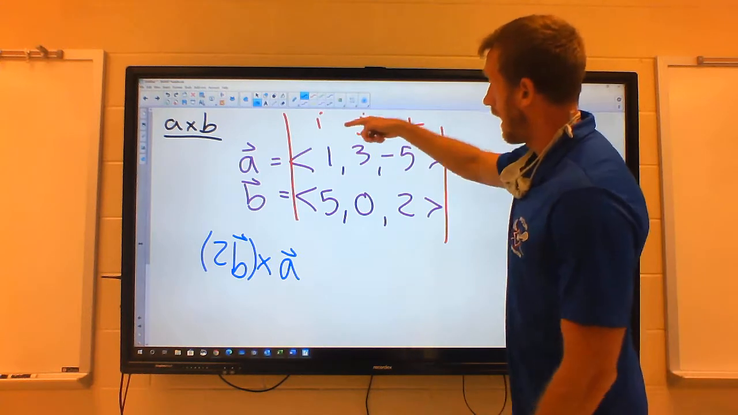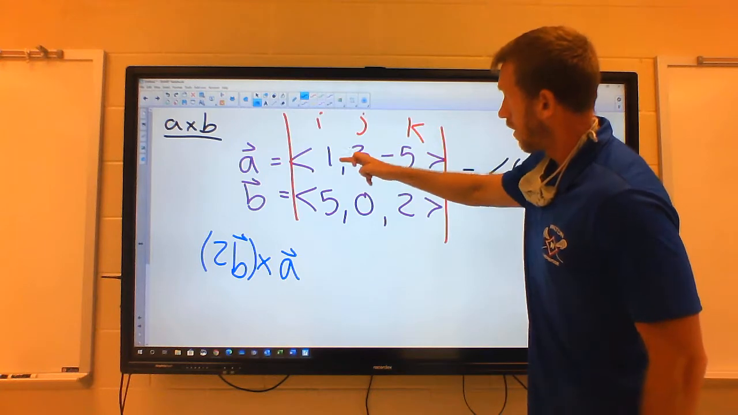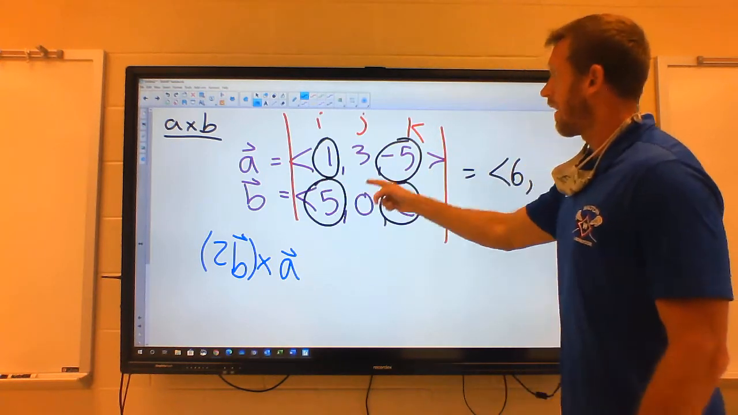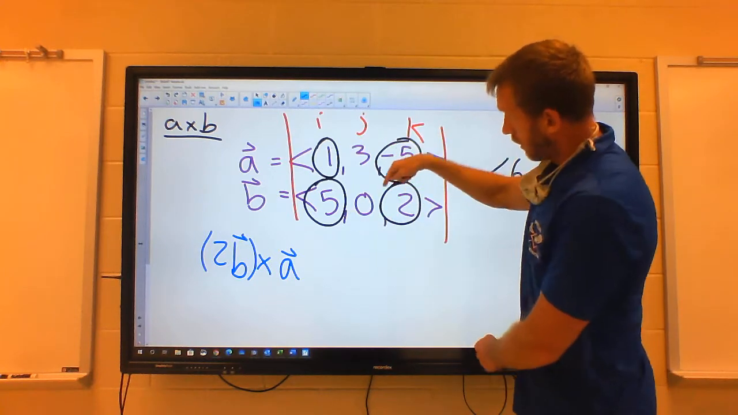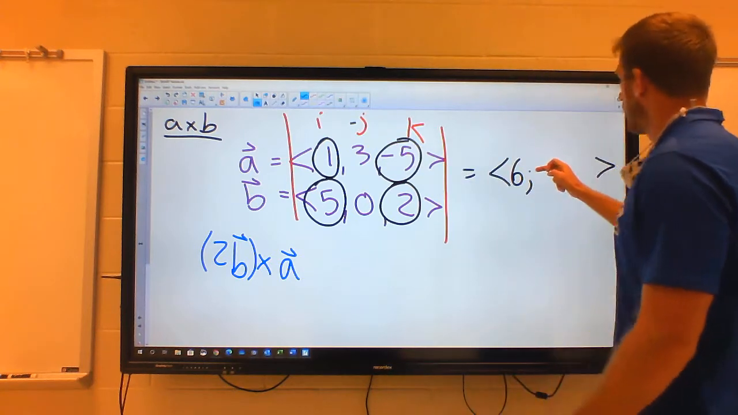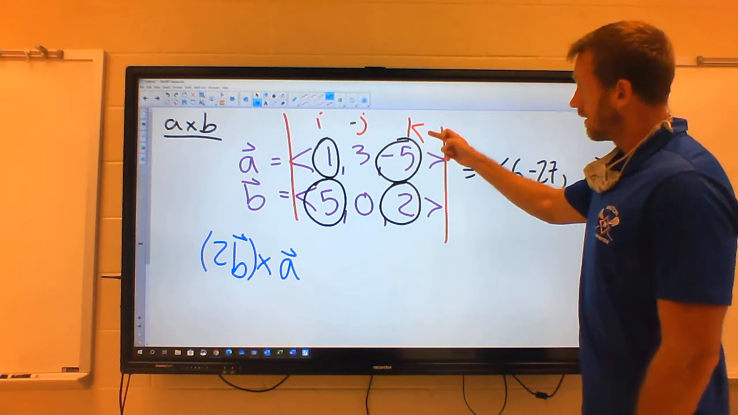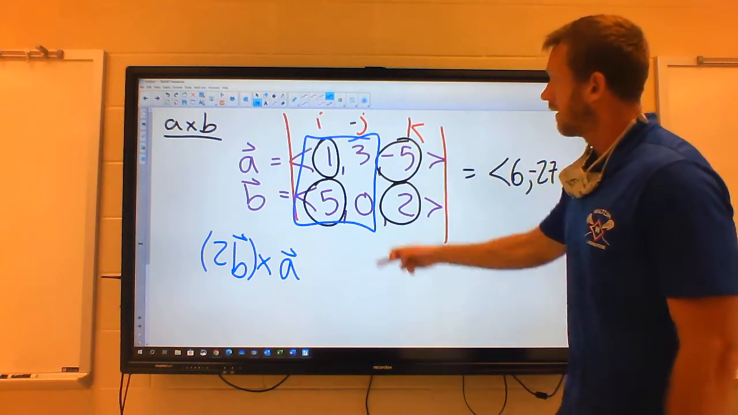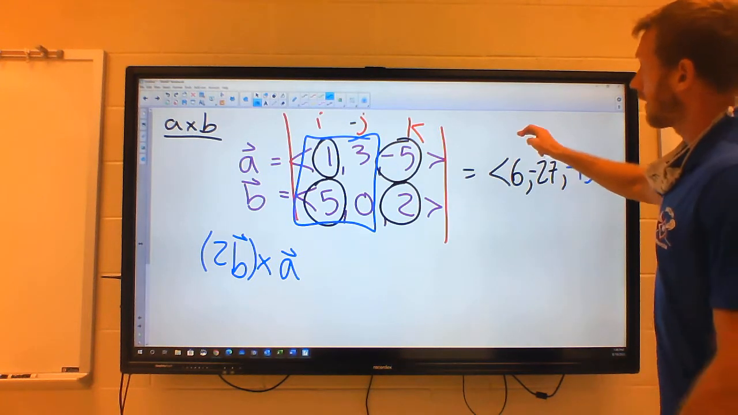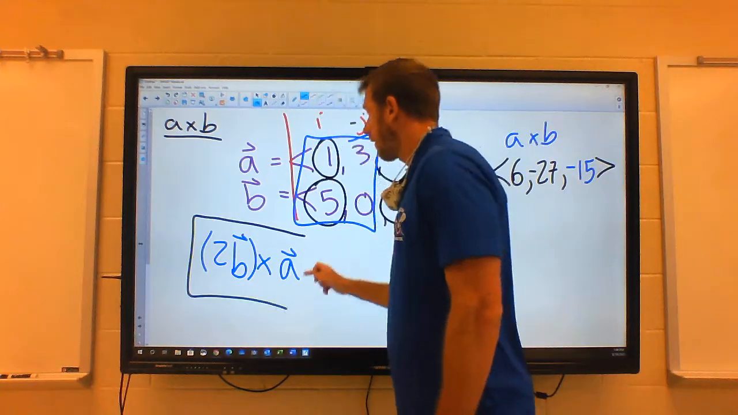So let's do this real quick. I would be 3 times 2 minus 0 is 6. J, 1 times 2 is 2. Minus negative 25, so we've got 2 plus 25 is 27, but we've got to make it negative. So negative 27, okay? For K, we're just going to look at these 4 right here. 0 minus 15. And this is the answer to A cross B. That is not our cross product that we were looking for.